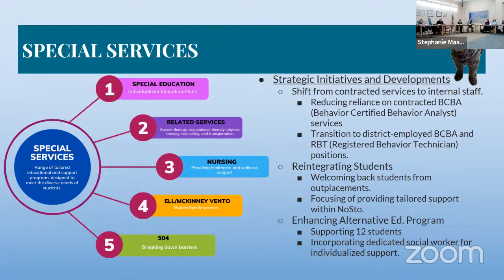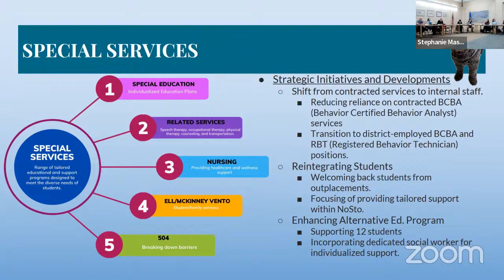The next thing is bringing back students. So we've had several students that have come back from outplacement programs. It's just been a really great thing to see these kids who have been here before with us, who are back to see familiar friends, and they're doing so well. And it's so great to see that we're able to support them here with all of the needs that they have. It's been really special. And again, we're able to really support their needs with all of the things we have in place here now for them.